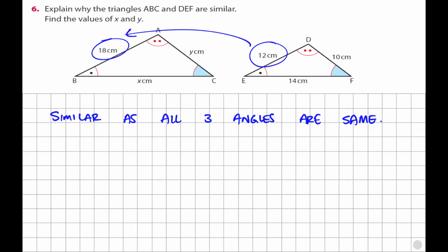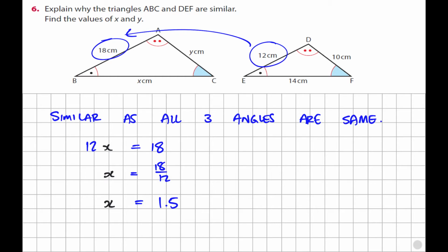So if I go this way, 12 multiplied by something will give me 18. In order to find out what the multiple is, or what the scale factor is, what we typically call it in maths, I need to divide both sides there by 12. So 18 divided by 12 gives me an answer of 1.5. So I'm increasing everything there by 1.5.